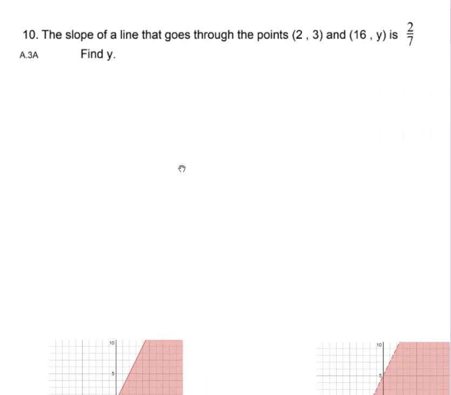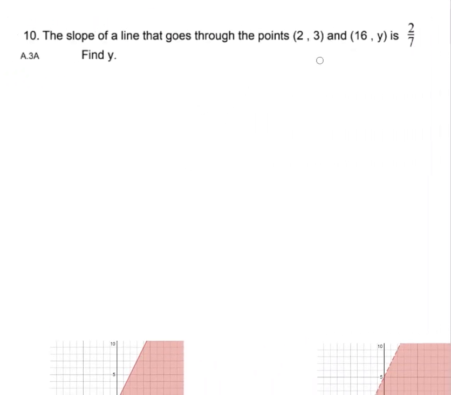All right, moving on. The slope of a line that goes through the points (2, 3) and (16, y) is 2/7. Find y. All right.